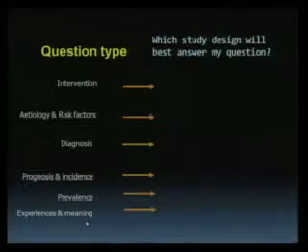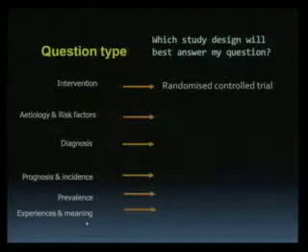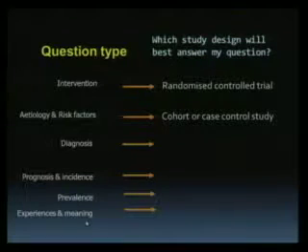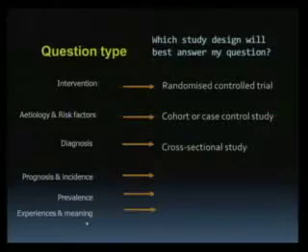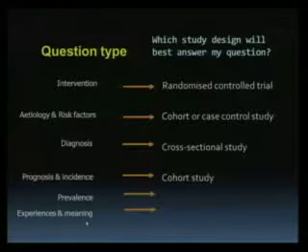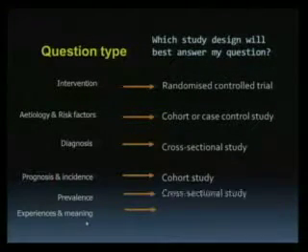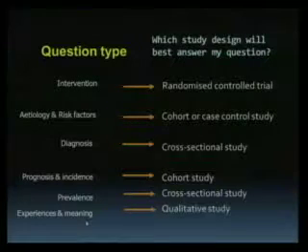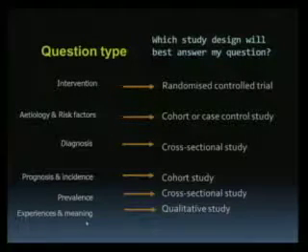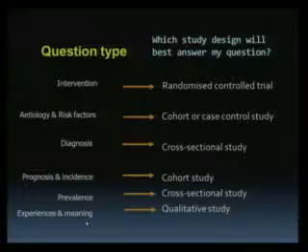So if your question is an intervention, what will be the study that you are reviewing? First, it should be a randomized clinical trial. If you are studying etiology and risk factors, it should be a cohort or case-controlled study. Diagnosis is cross-sectional study. Prognosis, incidence is a cohort study. Prevalence, cross-sectional study. Experiences and meaning, qualitative study. So intervention, you have to look at a randomized clinical trial.